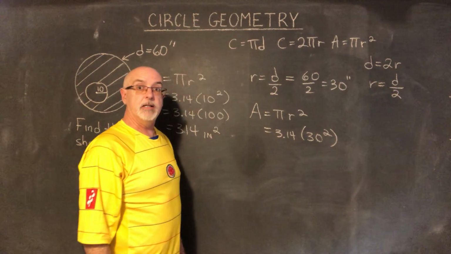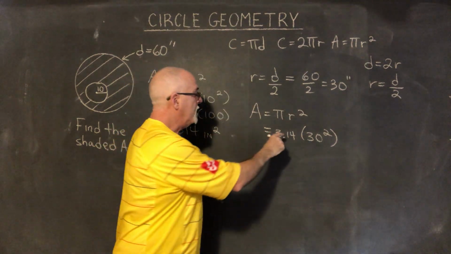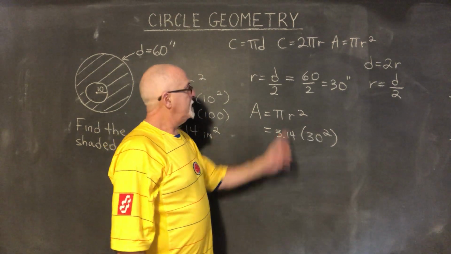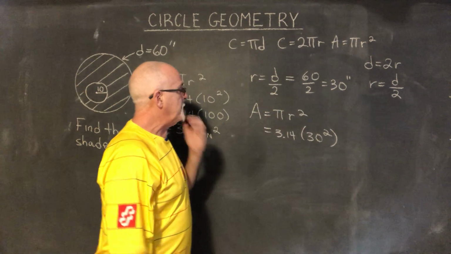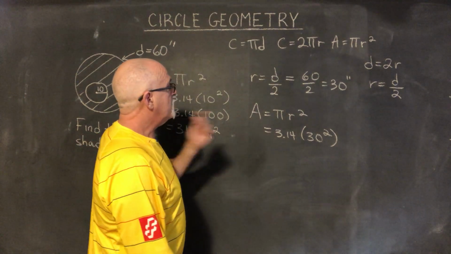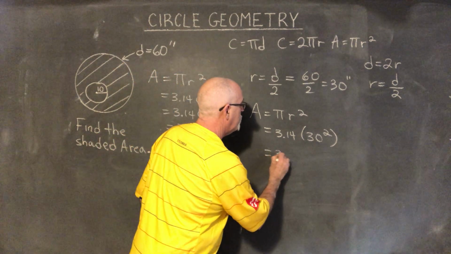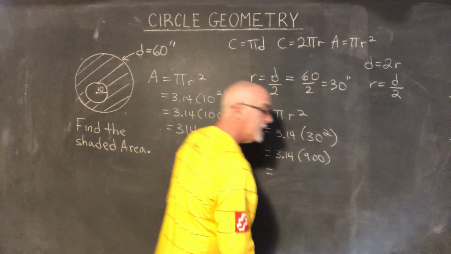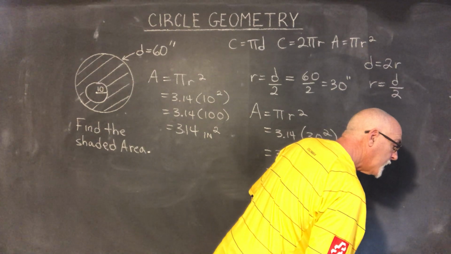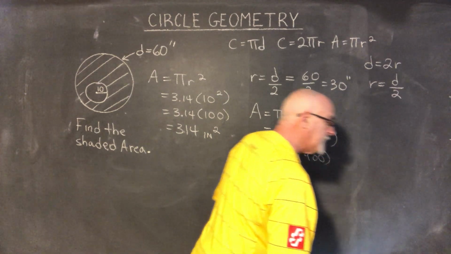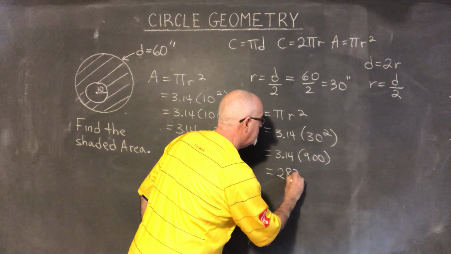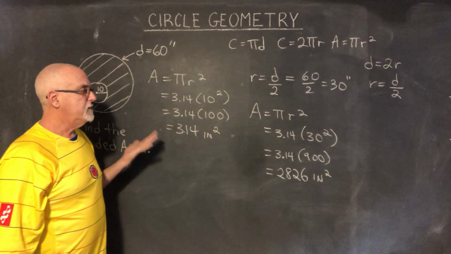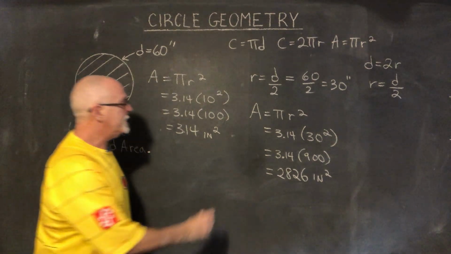But those students risk having a teacher's handwriting on their completed problem saying, what 30? Where'd you get the 30? This shows where I got the 30, showing my steps. Okay, 30 squared happens to be 900, so we have 3.14 times 900, which is going to give me 2,826 inches squared.